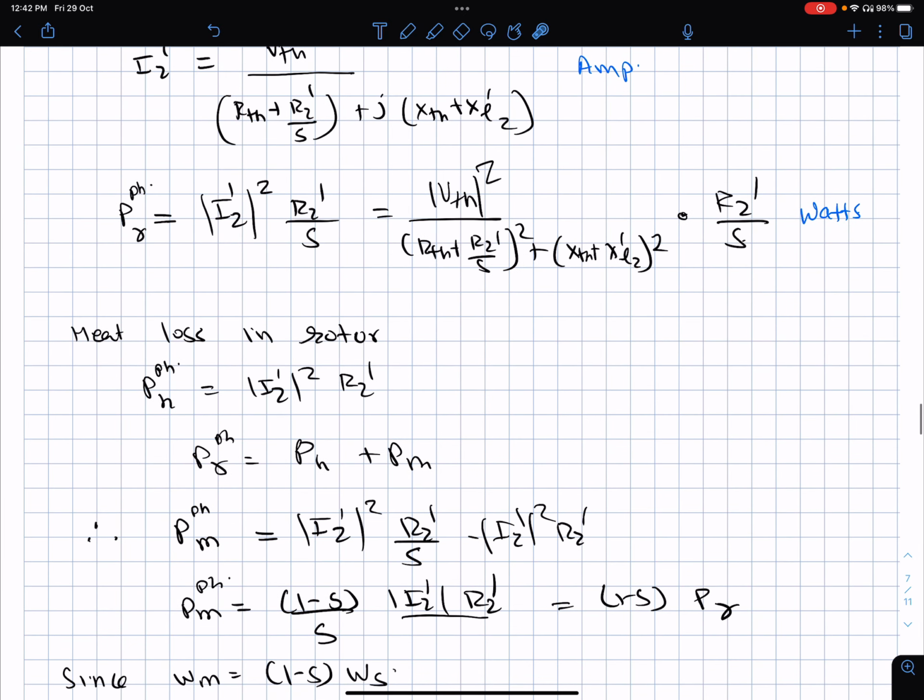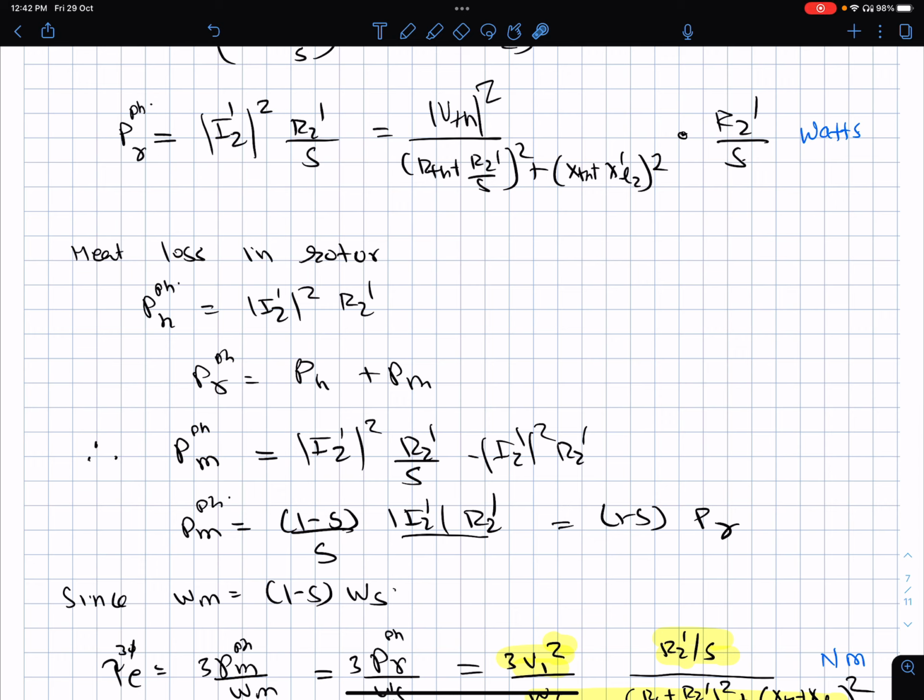Now what is the heat loss in the rotor? I just said that the heat loss in the rotor, and these circuits are per phase, so I have written per phase here, is I2' square into R2', and the power which is transferred to the rotor, which has two components, the heat loss in the rotor and the mechanical power which is created, the work done, the mechanical power which is rotational power which is created out of it.